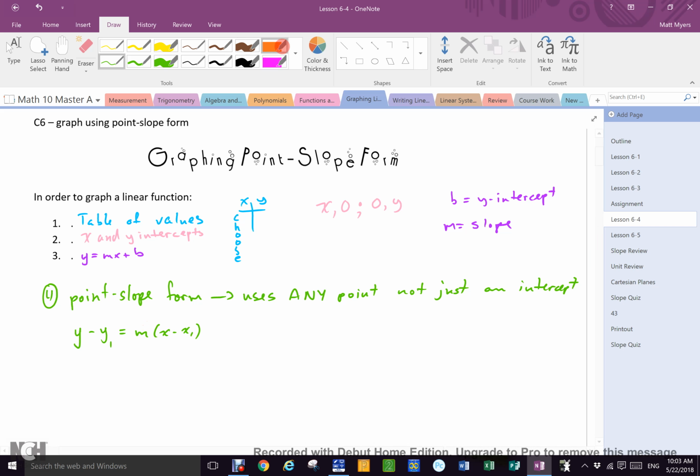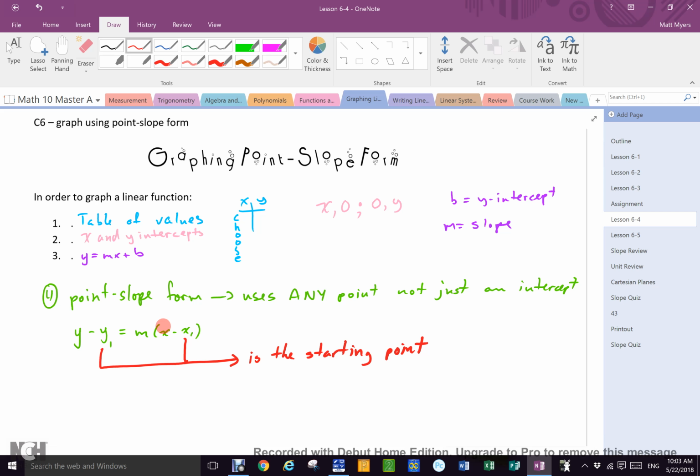All right. Here is how this one works. That point, whatever those numbers are, that point is the starting point. Everybody understand? Just like in y equals mx plus b, we started at the y-intercept, right? Well, in this case, we start at that point. Everybody cool?